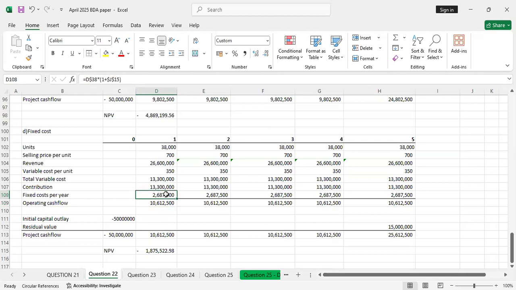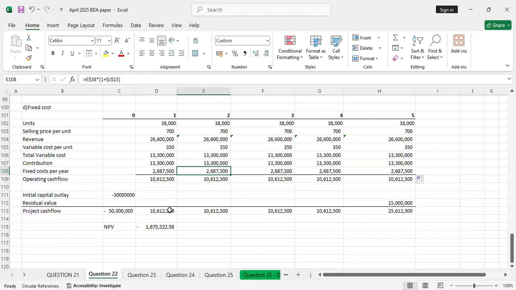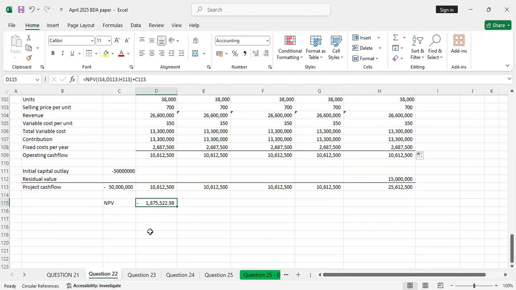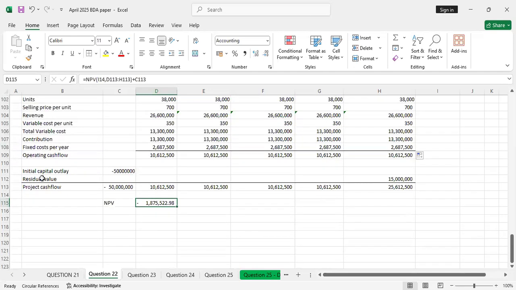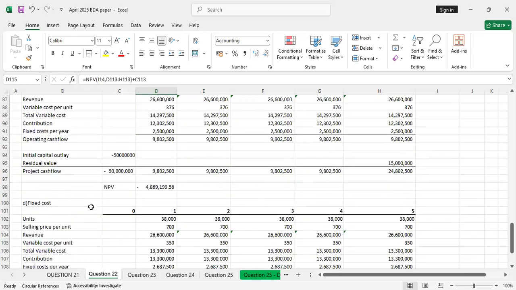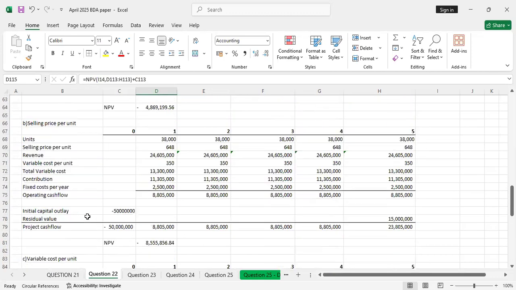Then I'll enter. You can see it has changed automatically. There's no need of dragging, because it was a similar value. But when I drag it and click this, you can see it has applied that formula, which is okay. So NPV will be negative 187,522.98. So it's still not viable.